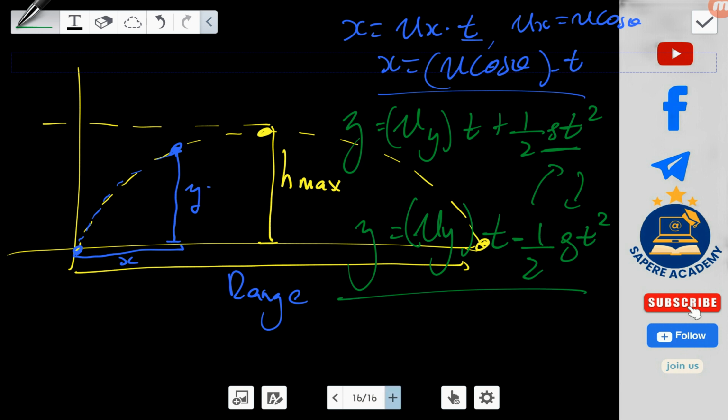Now x at any point ካገኘን y at any point ካገኘን how about h max የሚሄድበት maximum vertical displacement ምንድን ነው? የሚሄድበት maximum horizontal displacement ደግሞ range ደግሞ እንዴት ነው የሚገኘው ብለን ደግሞ እስቲ እንይ.